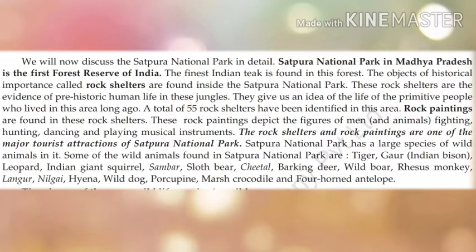The objects of historical importance called rock shelters are found inside the Satpura National Park. Understand? Rock shelters are of historical importance found here. These rock shelters are the evidence of prehistoric human life in these jungles. So it is the evidence of which life? Prehistoric human life. What does it mean?